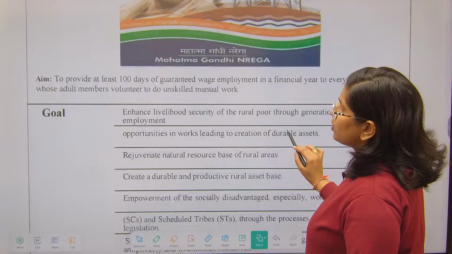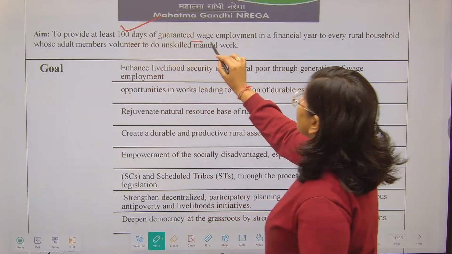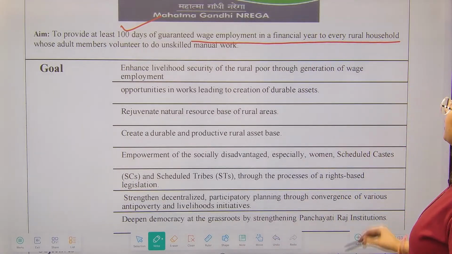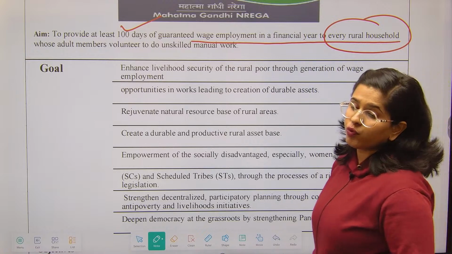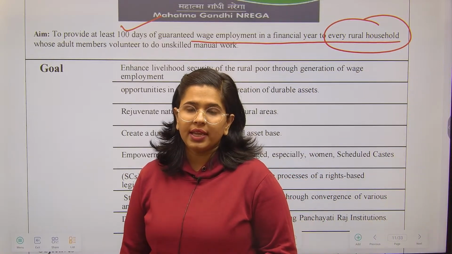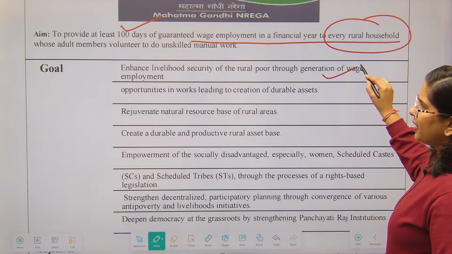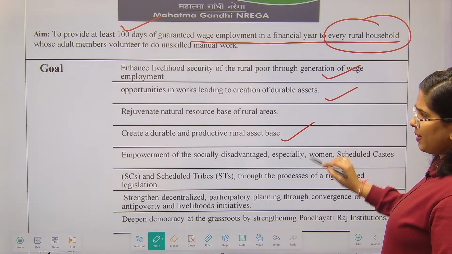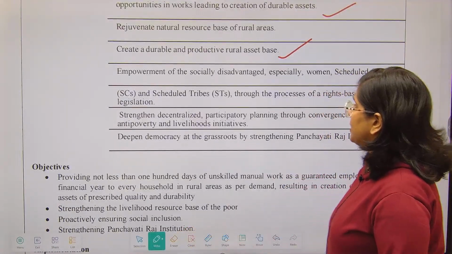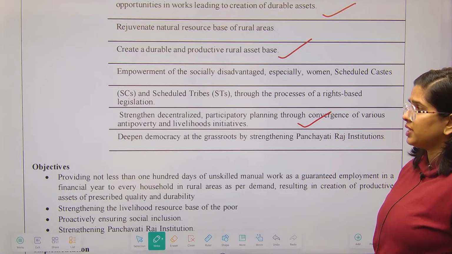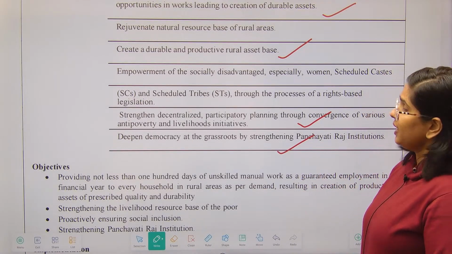Now let us see what are the goals of this particular scheme. So the aim is to provide at least 100 days of guaranteed wage employment in a financial year to every rural household whose adult members volunteer to do unskilled manual work. Then what is the goal? To provide security, opportunities in work, durable asset base creation, right? And then strengthening decentralized participatory planning through convergence of anti-poverty initiatives, deepening the democracy at the grassroots level, etc. These are all the initiatives.